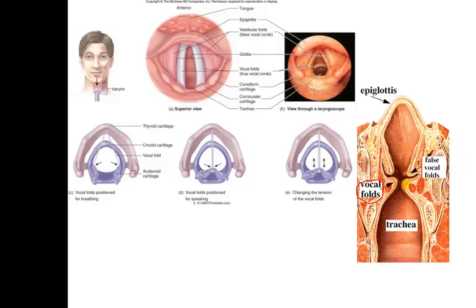These are folds of tissue. Here's an image where we're looking down, like if you put a scope through the mouth and looked down at the larynx, it would look like this. This is a diagram, and this is the actual photograph of what it looks like. These are the true vocal folds. They're basically folds of tissue inside, with real thick ligaments.